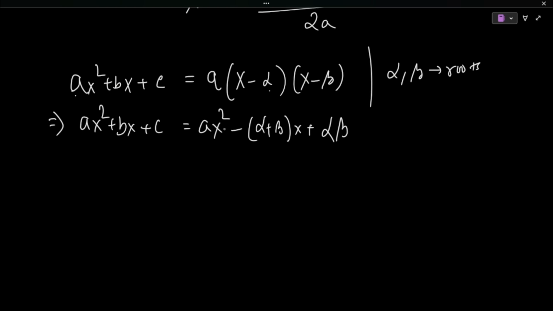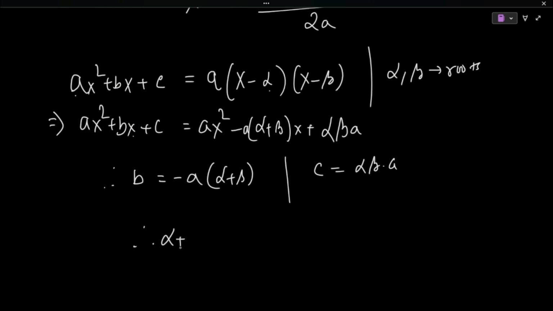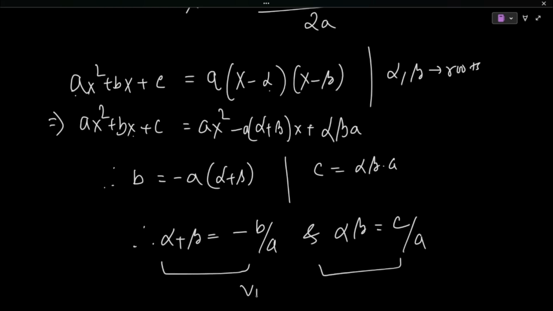Now, you do see that there should be an a here, there should be an a here as well, because the a is multiplied. Since they are equal, we see ax square and ax square are identical, obviously. But then the coefficient of x must be equal, which means we must have b equals minus a into (alpha plus beta). And we must also have c equals alpha beta into a. And these lead us to Vieta's relations: the sum of the roots of a quadratic equation is nothing but minus b by a, and the product of the roots is nothing but c by a. These are also called Vieta's relations.